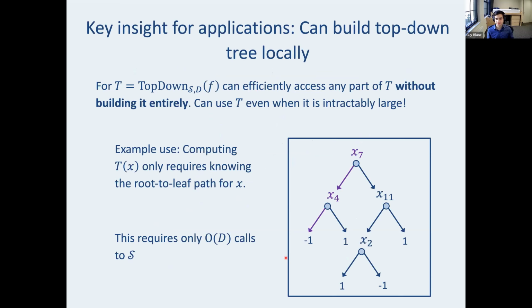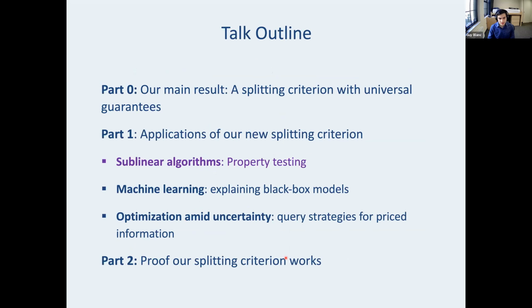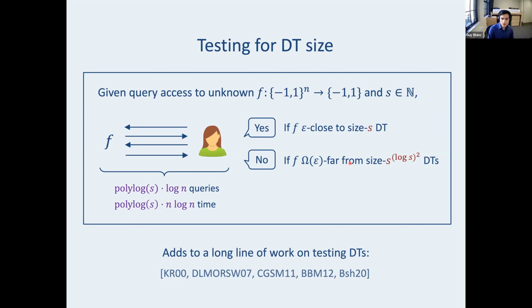Any other questions? Okay, so the first application will be property testing, and for this one, we'll basically use the property I just told you directly. The question we're concerned with here is testing for DT size. In property testing, we generally consider there's some property of the input we want to know. In this case, we want to know if it's a small decision tree, and we want to make few queries to it to determine whether it satisfies this property or is far from the property.